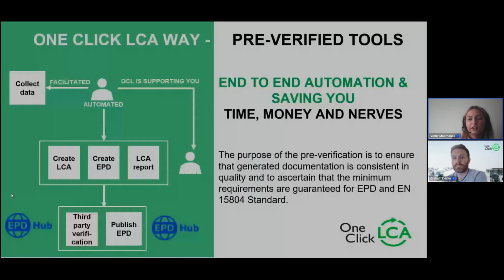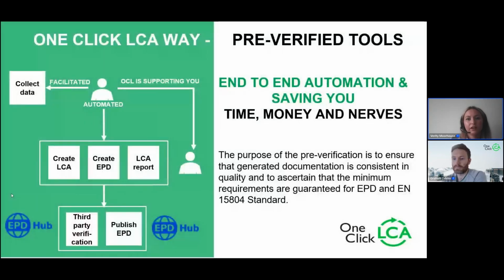So the whole idea of the one-click software is that it's an end-to-end automated tool. The idea is that it's a lot quicker. It's pre-verified already by EPD Hub, who are a verification and publishing body, which means that they've already looked at the data we use, all of the background calculations and the outputs of the software, and they've pre-approved that information, meaning every time you create an EPD in the software, it's a lot quicker for them to verify and publish, and therefore we get slightly better rates with them as well.